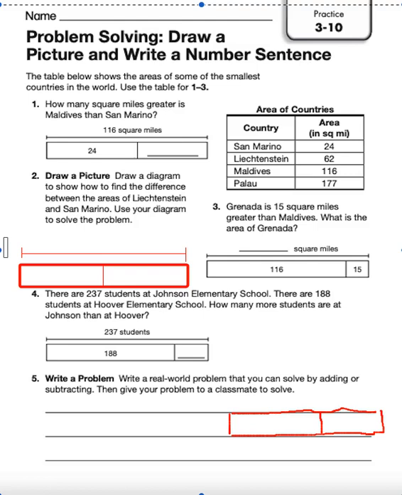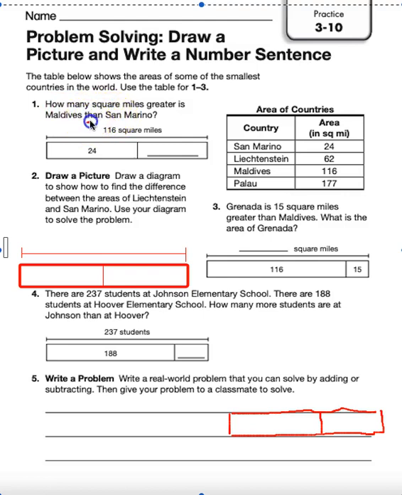Okay? So the directions say, the table below shows the areas of the smallest countries in the world. So over here, you guys, is the table that you're going to be using. So you're going to use this to fill in the blank of some of these problems. So number one, how many square miles greater is Maldives than San Marino? So they're giving you, well, actually, let's go back to the problem.